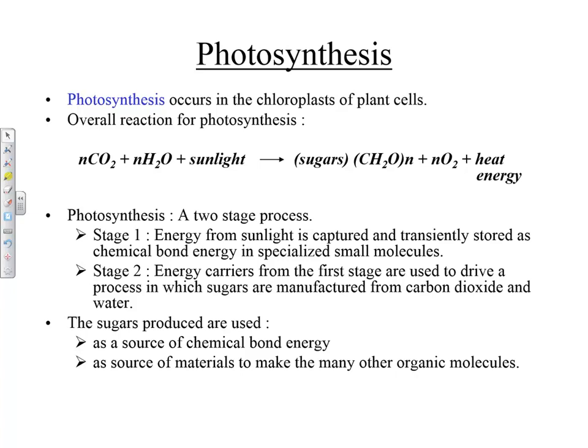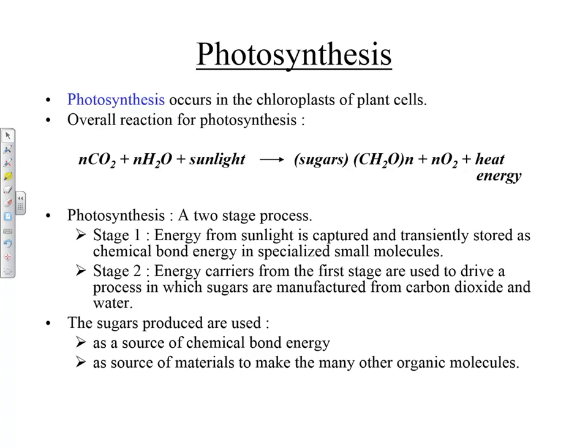The overall reaction for photosynthesis is the following. You have carbon dioxide and water under the effect of sunlight. So you have CH2O from here, producing the carbohydrate or the sugar, and then oxygen is released, and heat energy is also released. That's why people say that plants during the day give out oxygen. That's why you need plants.